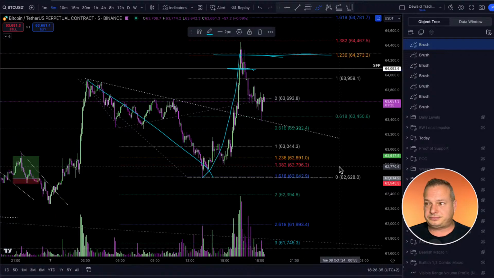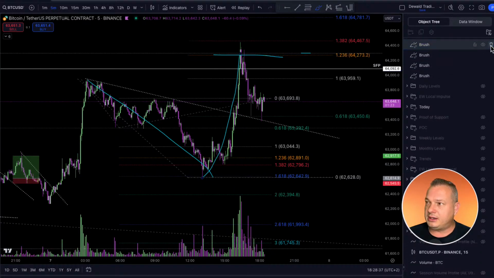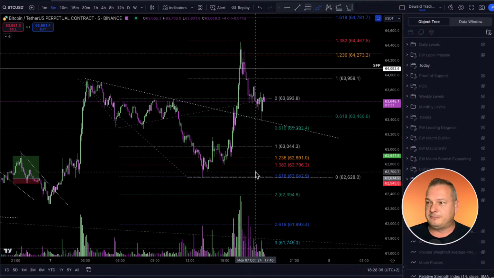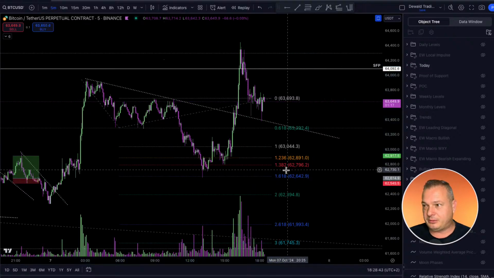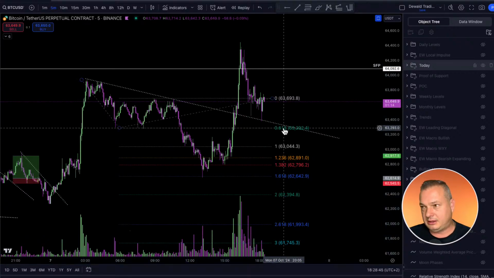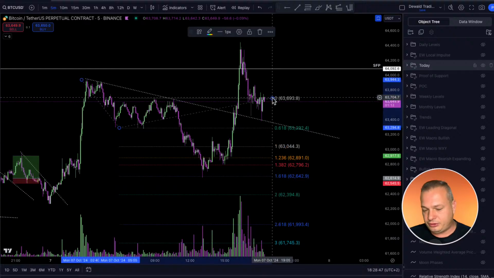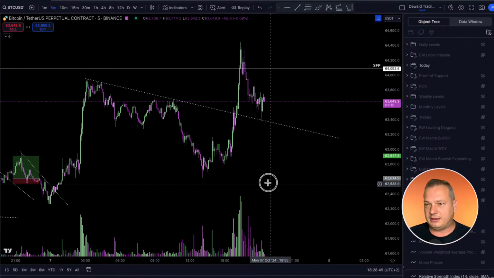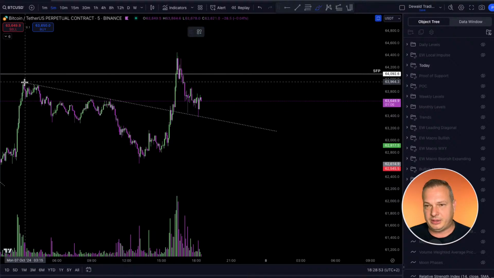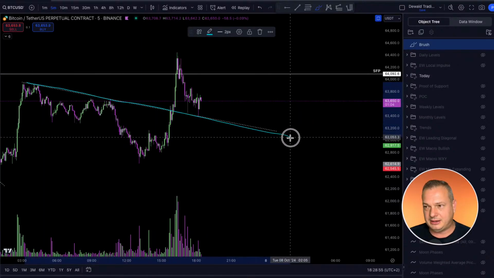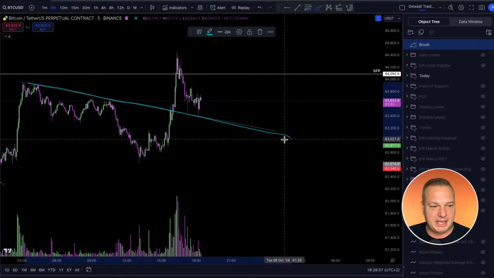So now, the question is, are we going to continue? Are we going to fall down, right? I would say if we get acceptance, let me just clean this up a little bit. First rule of order: if we get acceptance back below this trend, if we get acceptance back below this trend, I'm going to say it's bear time.